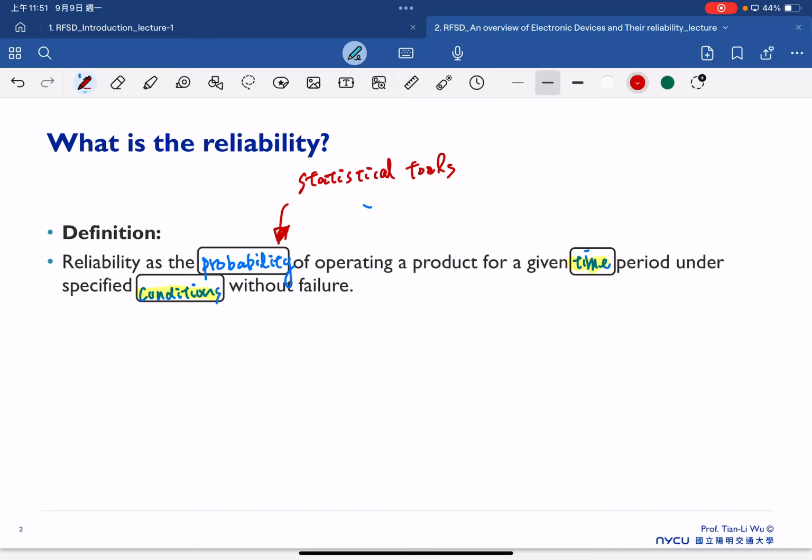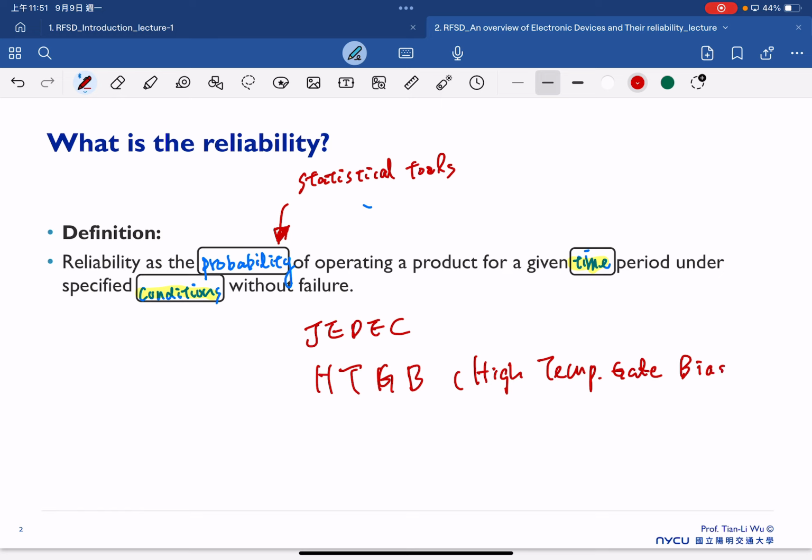So for example, let's look at the JEDEC spec. We have already mentioned the JEDEC standard, and one of the most important JEDEC tests is called HTGB, high temperature gate bias. The typical requirement for this HTGB in JEDEC is, for example, 3,000 hours of testing at one specific condition, for example 150 Celsius degrees, with the gate voltage applied at 10 volts.